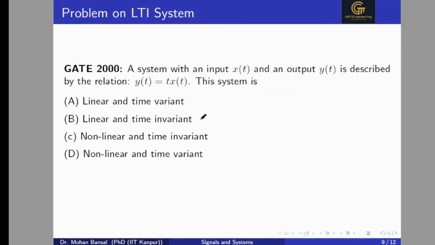I will discuss this problem. This problem was asked in GATE 2000, and the system is given as y(t) equal to t x(t). We will have to check whether the system is linear time variant, non-linear time invariant, or non-linear time variant. We will have to check which is the correct answer here. So first we can write y1(t) as t x1(t), because we are replacing x(t) by x1(t).